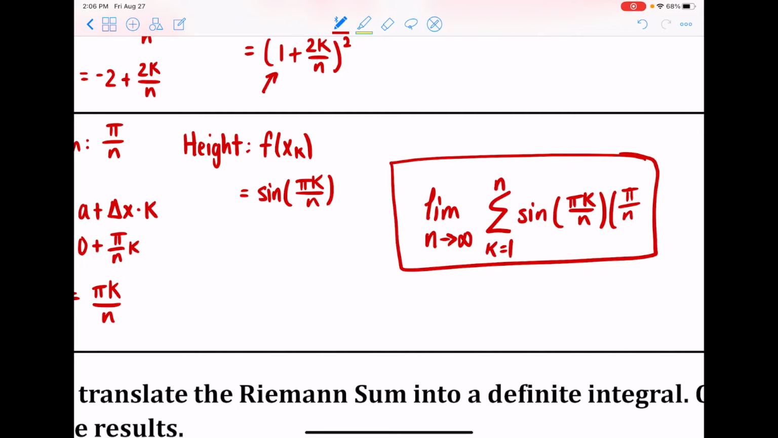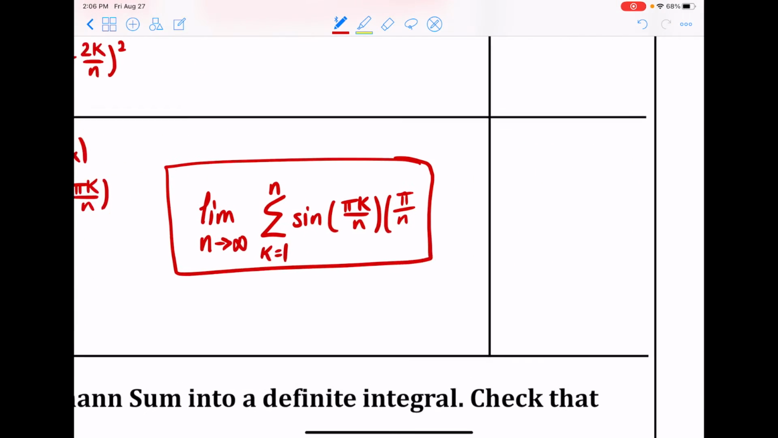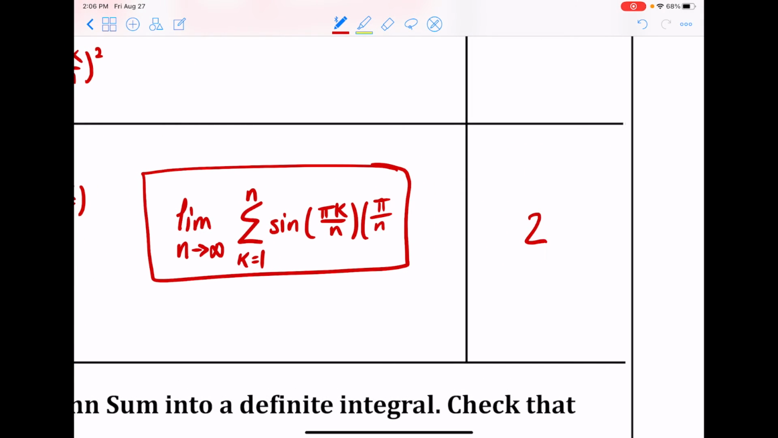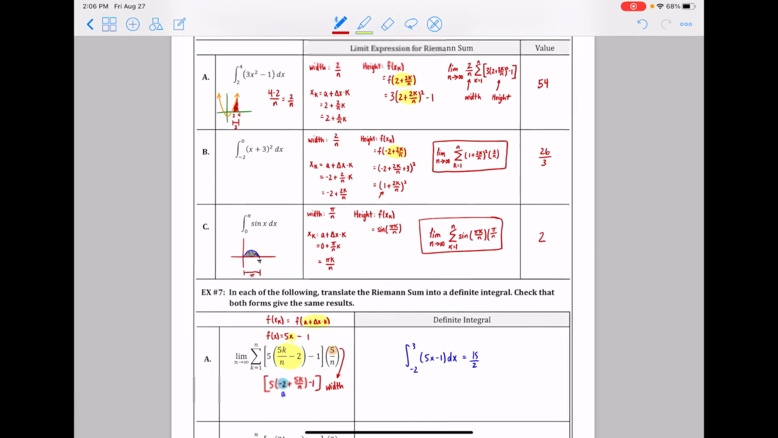And if you remember, the area under that curve there is 2. So, all right. Let's move on to one of these.